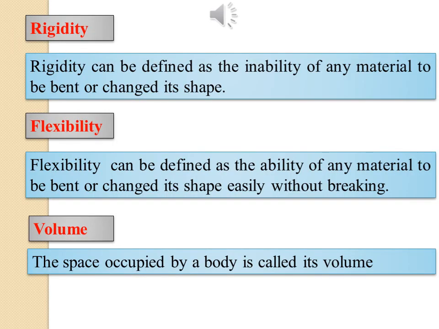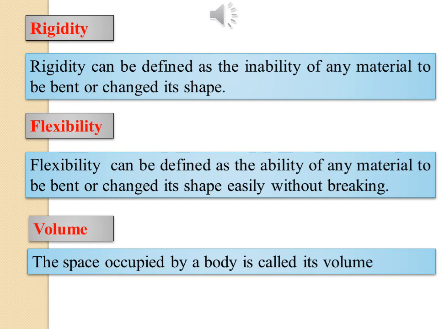Now dear student, we will discuss some definitions. What is rigidity? Rigidity can be defined as the inability of any material to be bent or changed in shape. Now flexibility. Flexibility can be defined as the ability of any material to be bent or changed in shape easily without breaking.